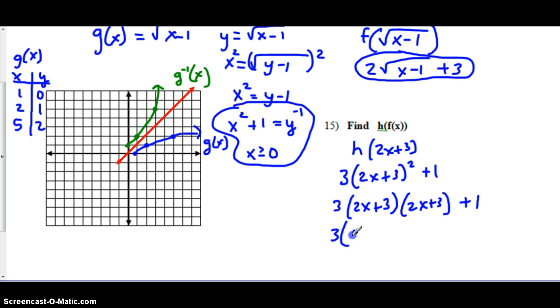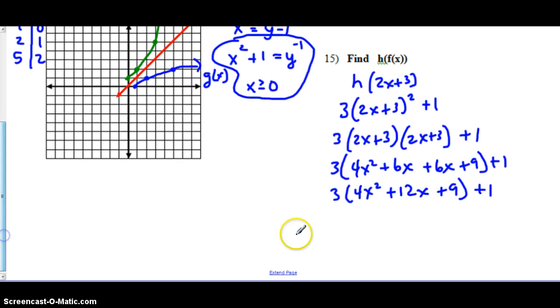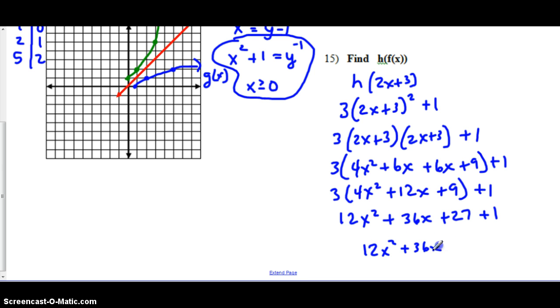and that would be 4x squared plus 6x plus 6x plus 9. Then we combine like terms, and then we'll multiply by that 3. And then we'll add the 1. Don't forget that 1. So that's just multiplied by the 3, and then we have to add 1. So our final answer is 12x squared plus 36x plus 28.